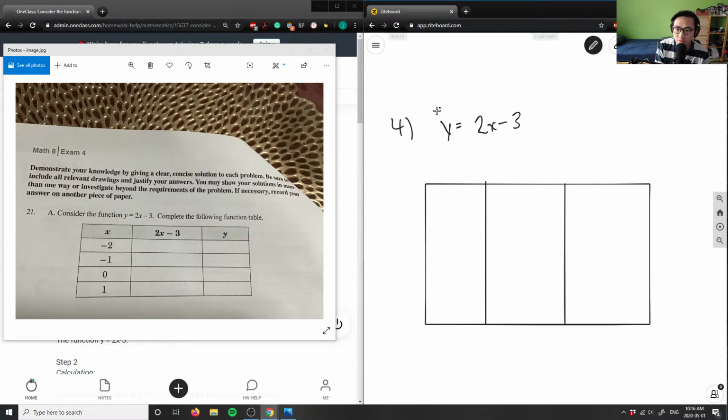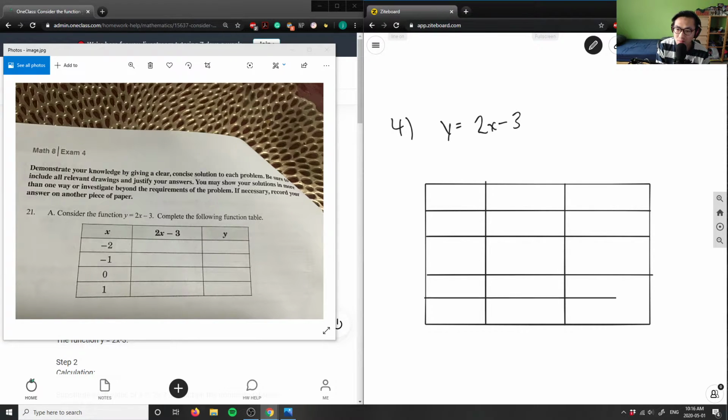So I have my first column here. I have 4 lines here: 1, 2, 3, 4. Okay, so at the top I'm going to have x, 2x minus 3, and y. I have the reds and blacks here, which would be -2, -1, 0, and 1.